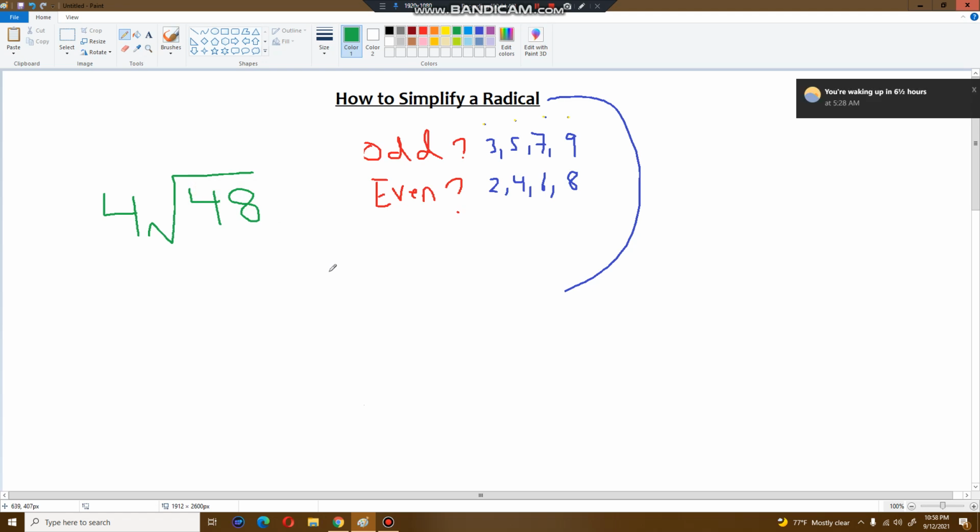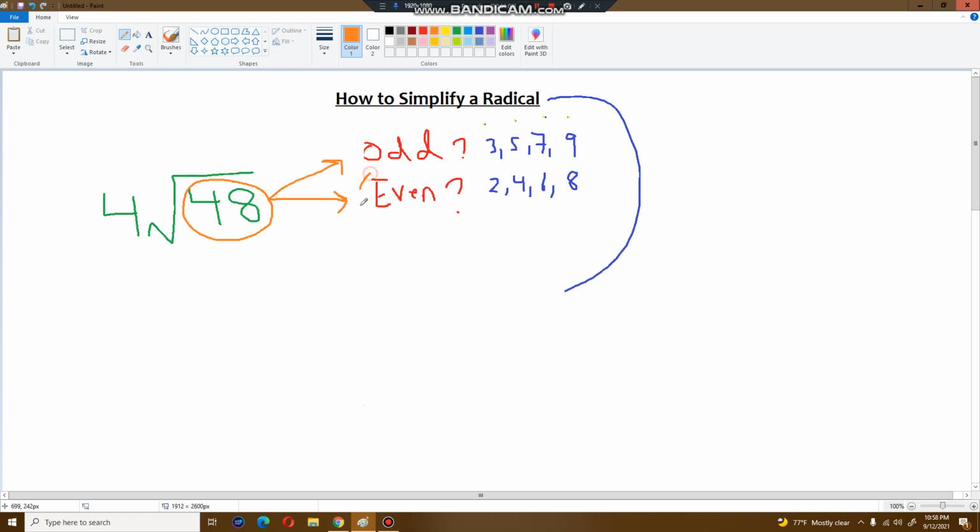I want to break this down into its smallest component parts. I want to simplify this radical. How do I do it? Again, take a look at the number inside of the square root, the 48. Ask yourself this question: is it an even number or is it an odd number? It's definitely even, isn't it? So that means 48, I can divide 48 by either 2 or 4 or 6 or 8. One of these numbers should work.